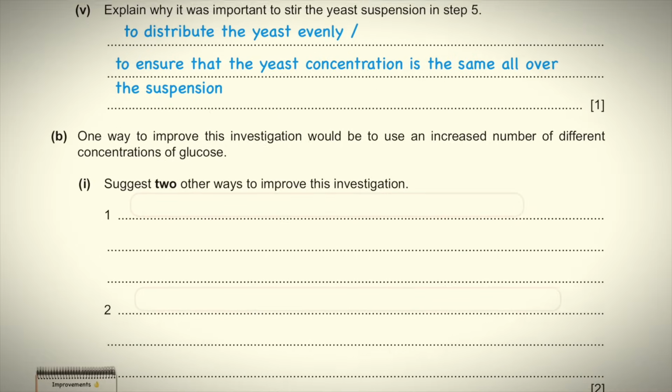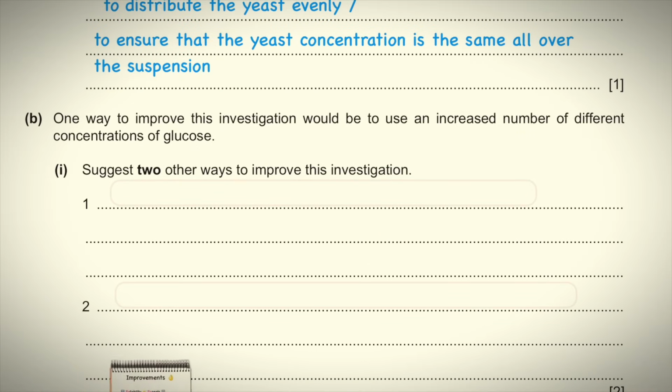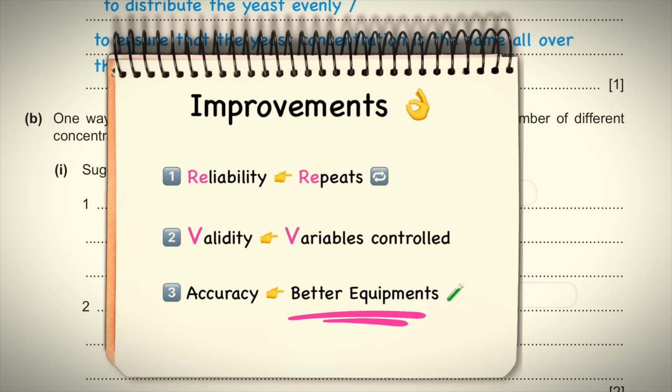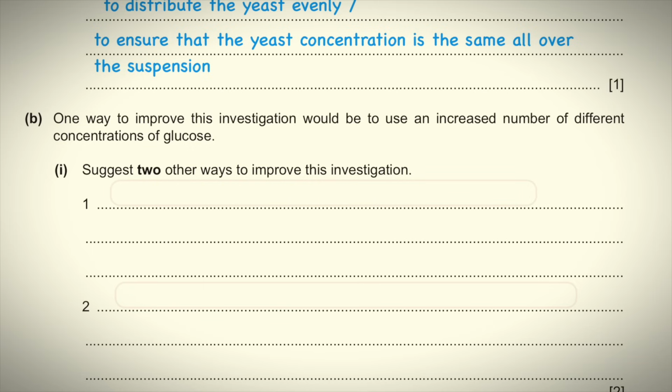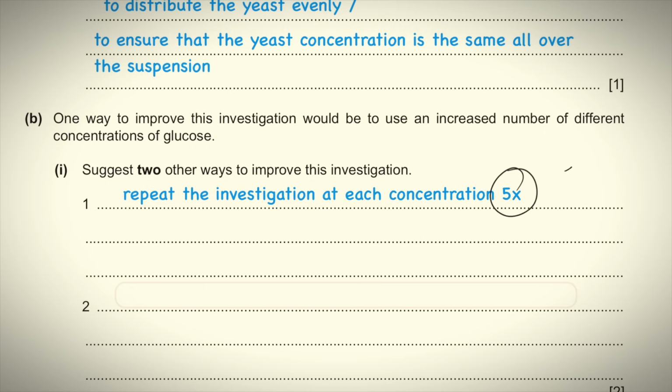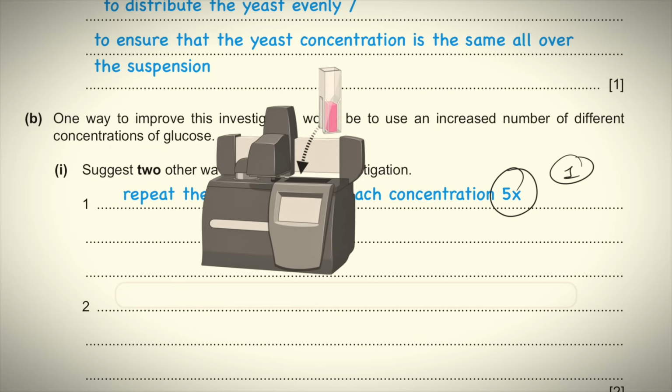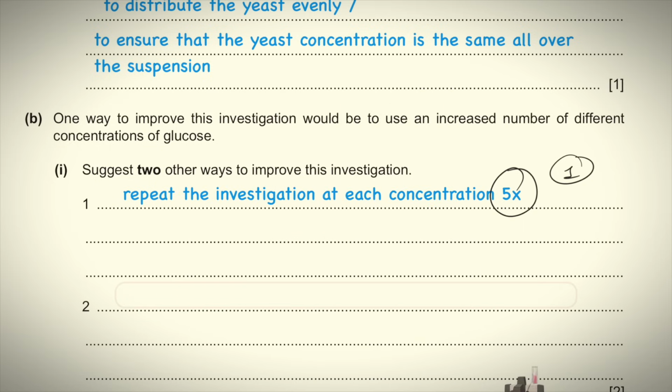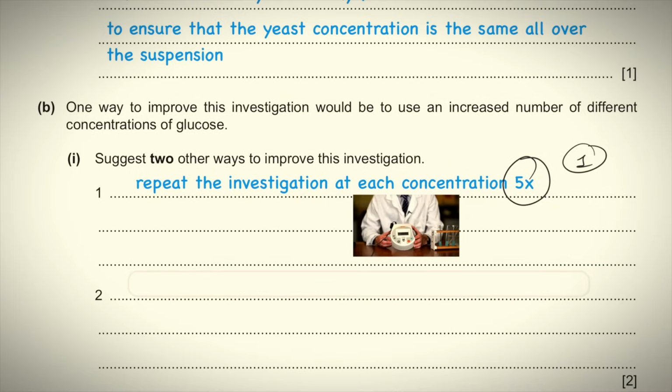So how could you improve such an investigation? Improvements fall into 3 types. Reliability means you repeat. Validity means you control variables that they did not control, for instance. Accuracy means you use better equipment. So I'm going to write the first and the last here. For reliability, I say they should have repeated it 5 times at each concentration, because they've only done it once there, right? Plus, to judge colors, I can use a device called a colorimeter, which is very accurate in judging colors. Because if I was just relying on my eyes, it's going to be very difficult to judge colors.